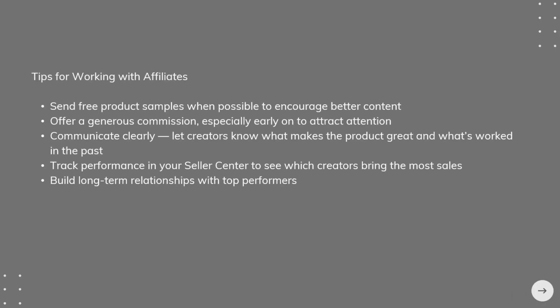Tips for working with affiliates. Send free product samples when possible to encourage better content. Offer a generous commission, especially early on, to attract attention. Communicate clearly: let creators know what makes the product great and what's worked in the past. Track performance in your seller center to see which creators bring the most sales. Build long-term relationships with top performers. You can also repurpose their videos, with permission, on your own account or in ads.